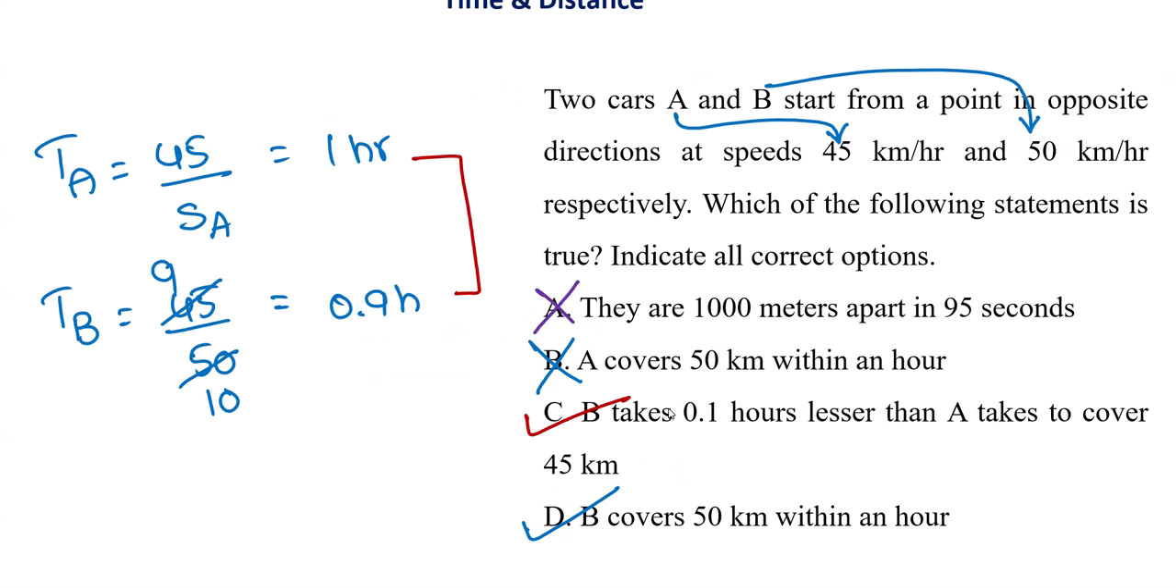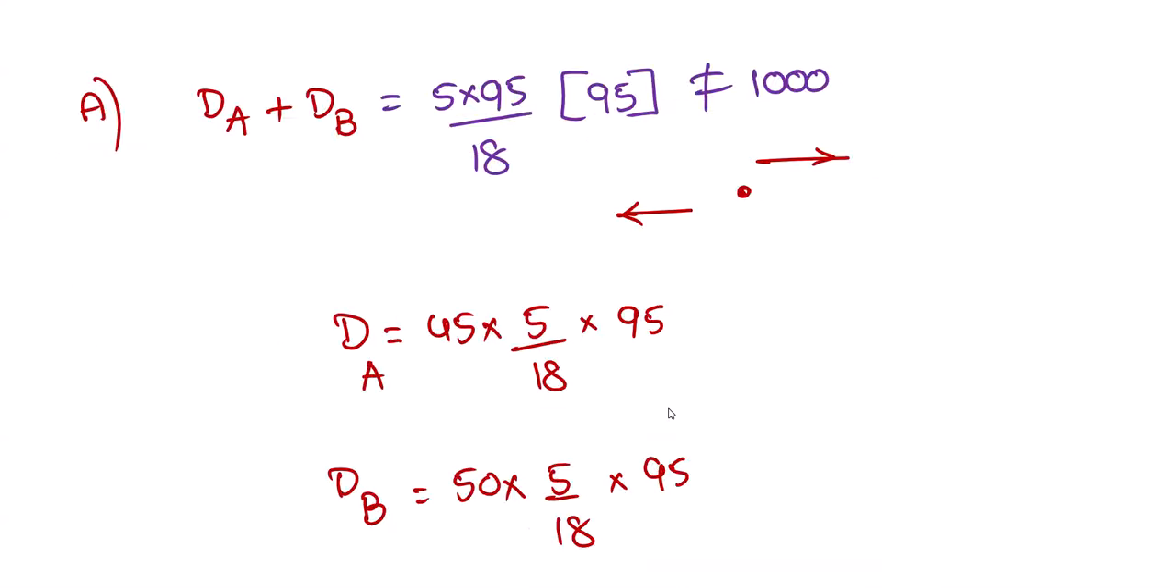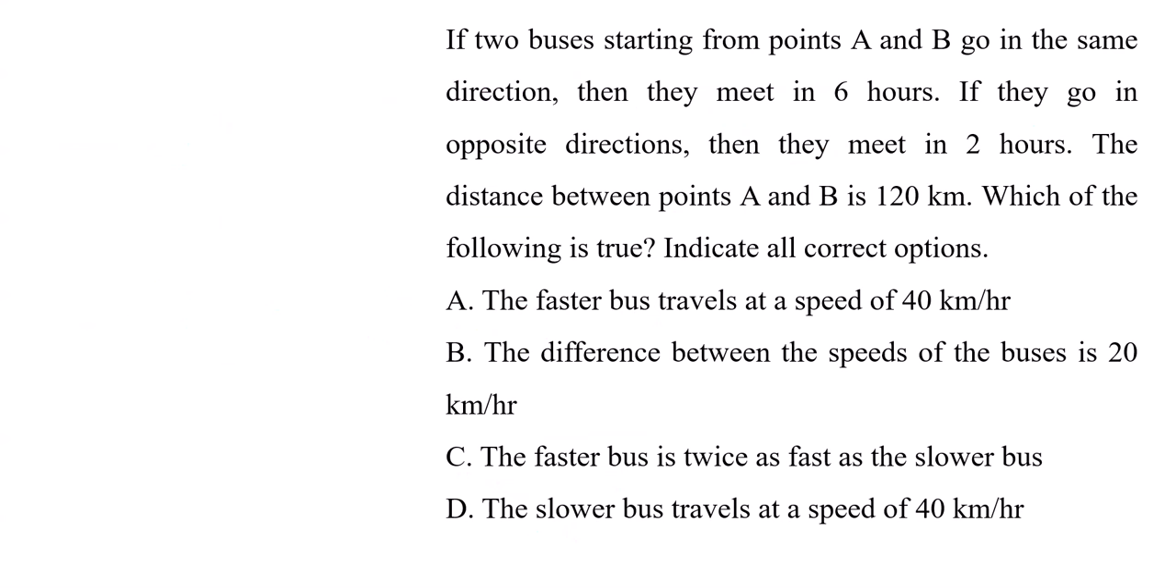Time and distance related, multiple correct answers. Now here also we get multiple correct answers. If two buses start from points A and B and go in the same direction. Once this time and distance related stuff is completed, we'll go for mixtures and alligations related.